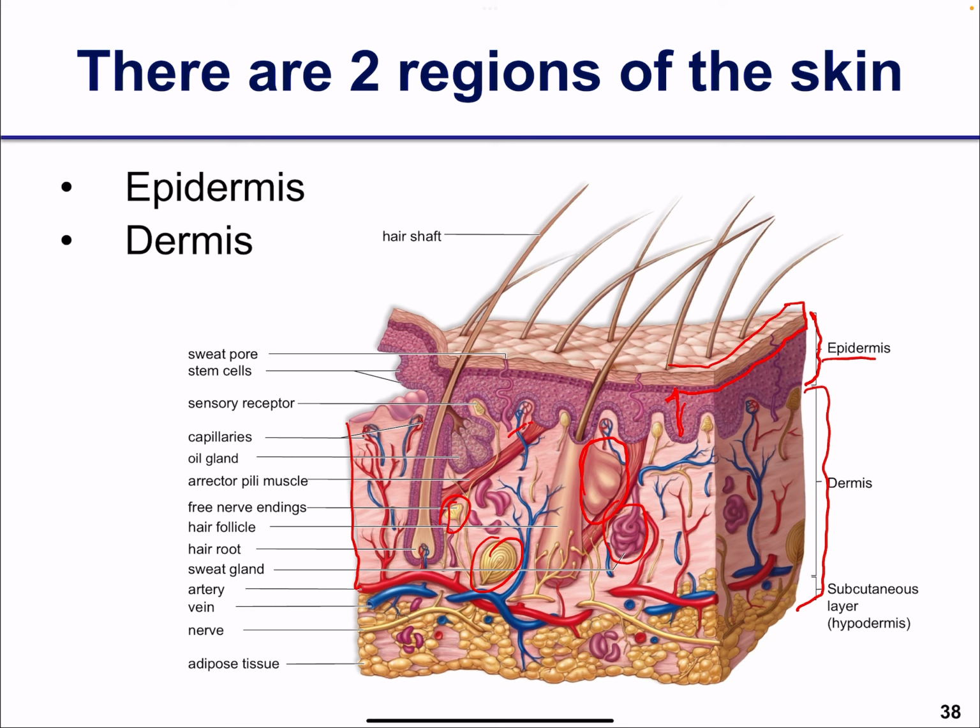You're going to have some muscles in the dermis here. These muscles are responsible for the goosebumps. These are arrector pili muscles. I told you about the sebaceous glands, or oil glands, and the sensory receptors are going to be there. What else? I did tell you about sweat glands, arteries and veins, nervous tissue. Underneath, the subcutaneous layer is going to be made up of adipose tissue.